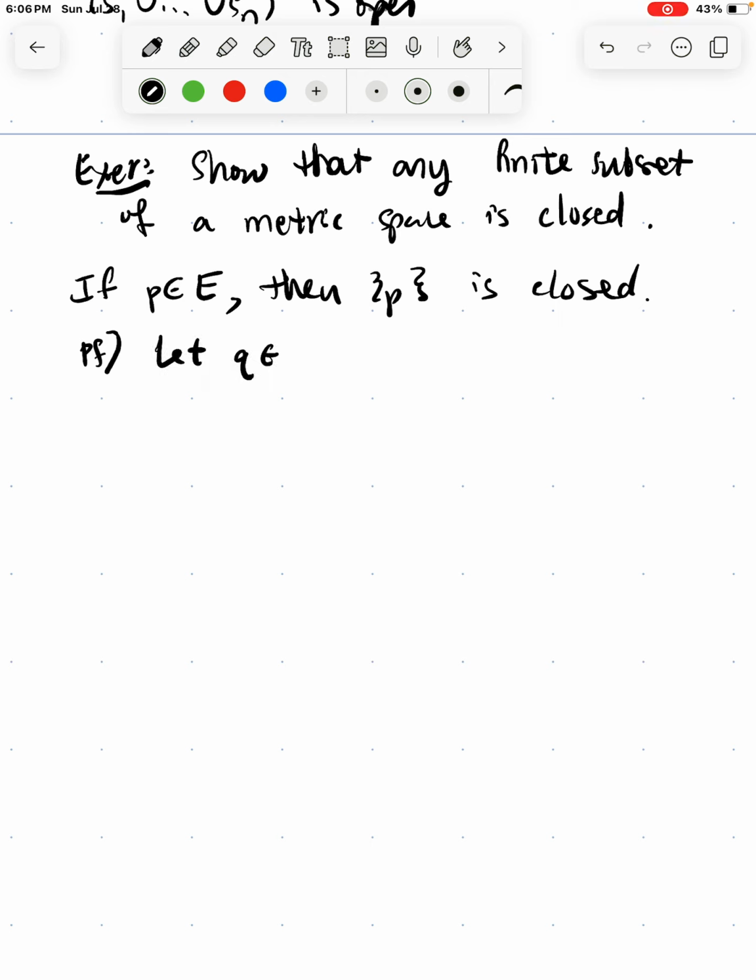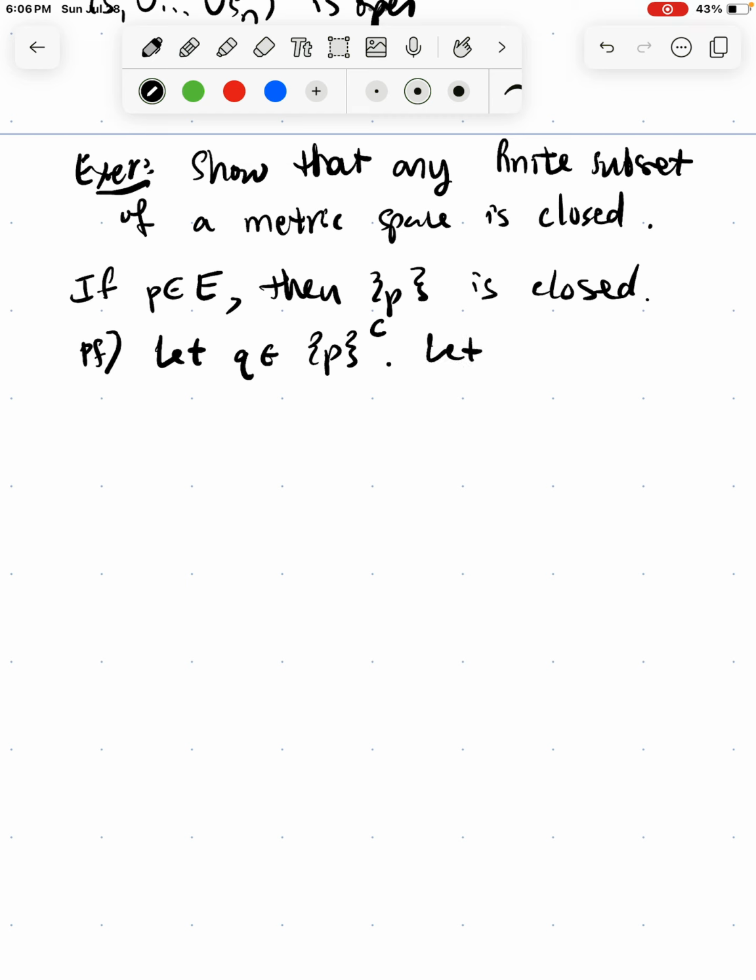The proposition we'll prove is that if P is in the metric space E, then the set consisting of just P is closed. Okay, why is this? So if you look at the complement, and you take an element Q in the complement, you want to show that there's some neighborhood centered at Q that does not intersect the set P. In other words, such that P doesn't lie in it.